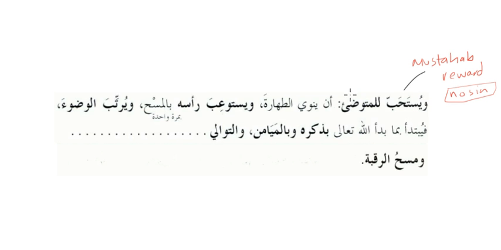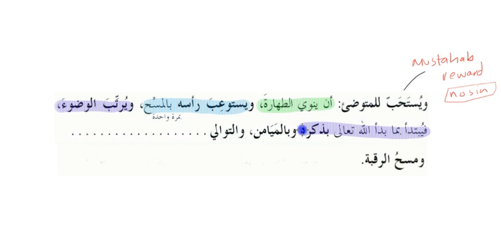For the mutawaddi, the one performing wudu. Now, how many things has he mentioned? I'll break it down for you. Number 1, yanwi at-tahara. Number 2, yasta'ib ra'su bil masah. Number 3, yurattib al-wudu'a.